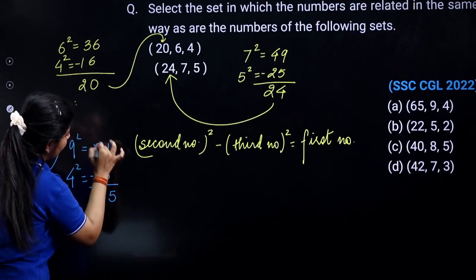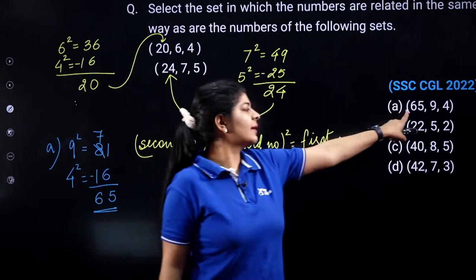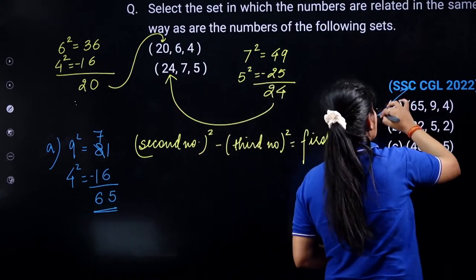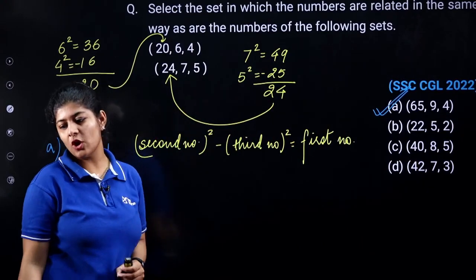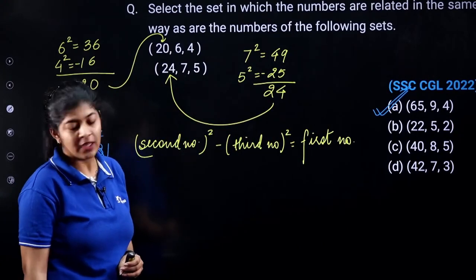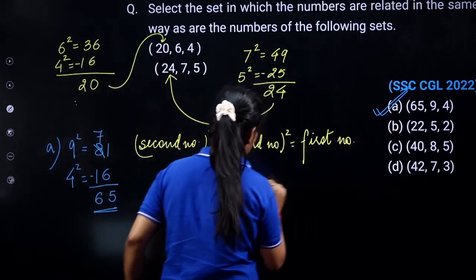When I subtract, what I am getting over here? 65. Which is nothing but mentioned over here. 65, 9, 4. So the correct option over here is your option number A. Very good, Prakash. Very good, Shrisha. Right? If you will go with the other options, let's check option number B.